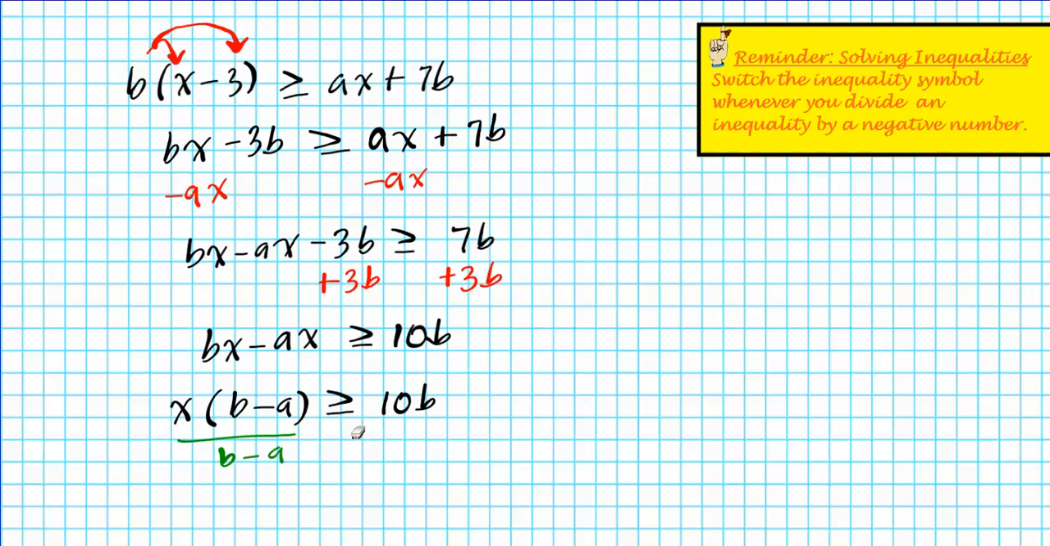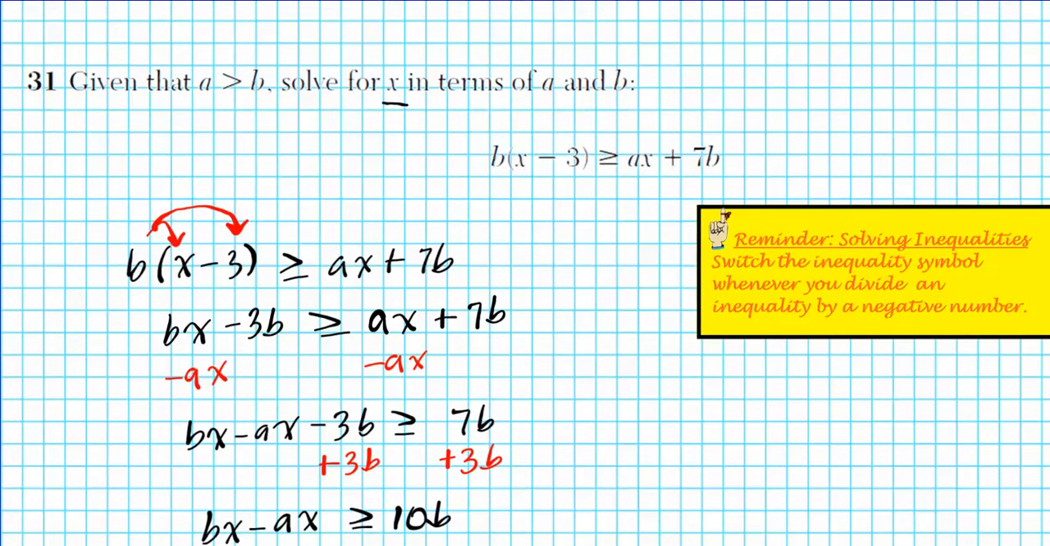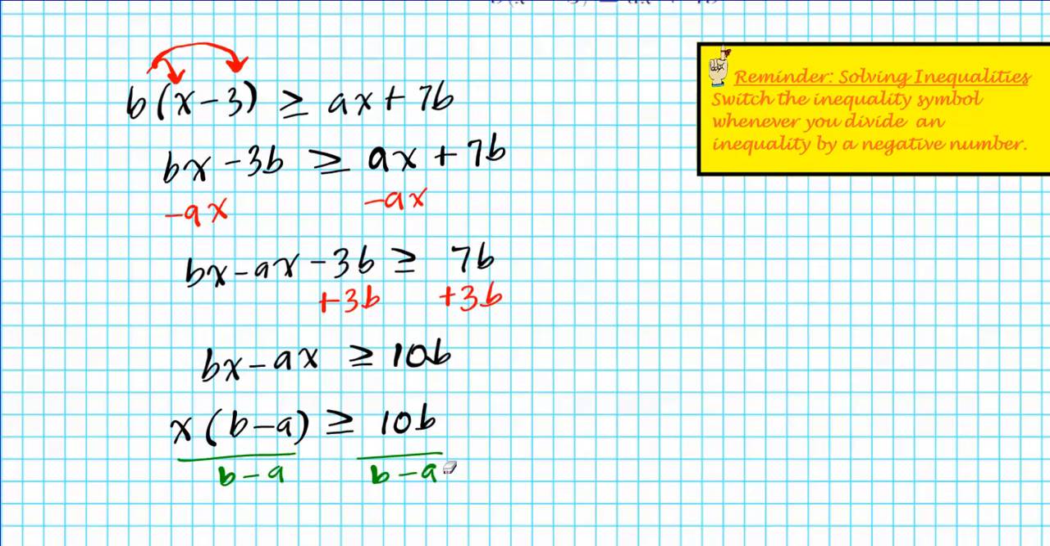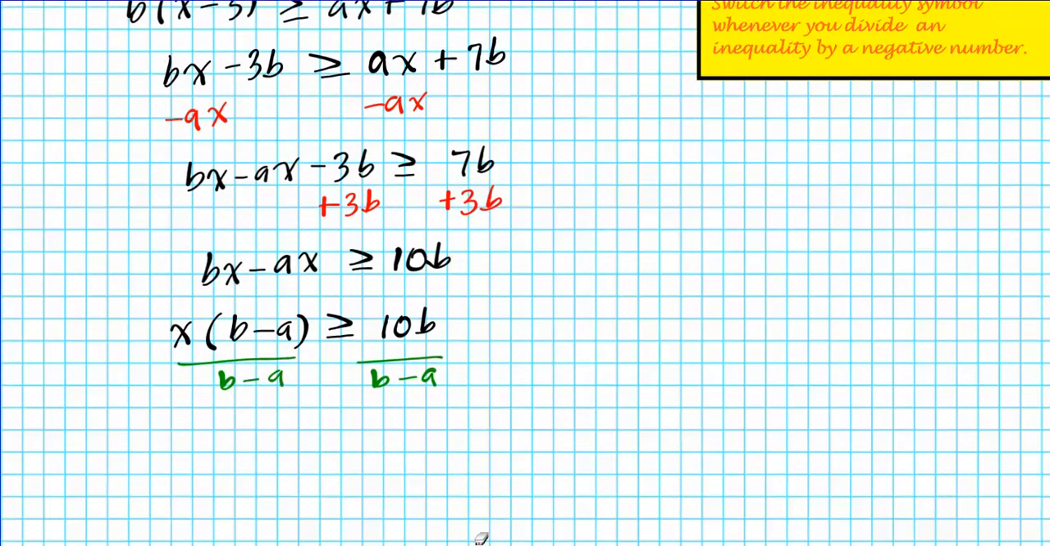So now we are dividing, so we got to ask ourselves, is b minus a positive or negative? In the initial problem, we're told that a is greater than b. If you subtract a bigger number from a smaller number, what will you get? You will get a negative number. Okay, so let's write a real quick note here. Since a is greater than b, then b minus a is less than 0.